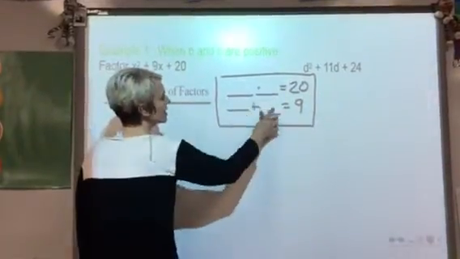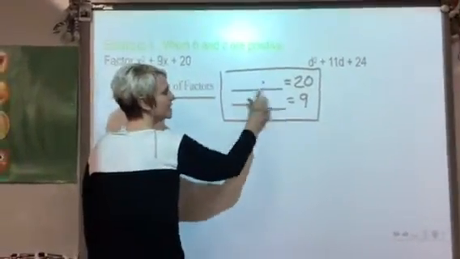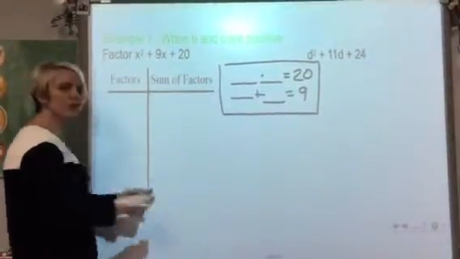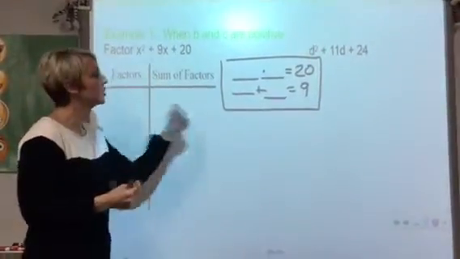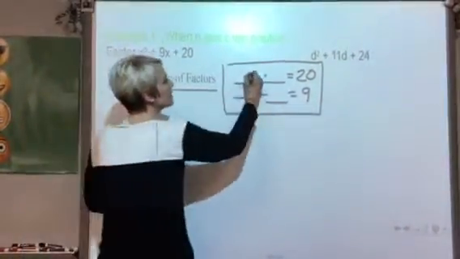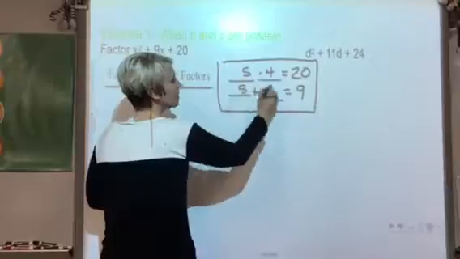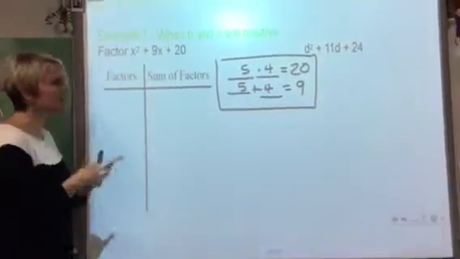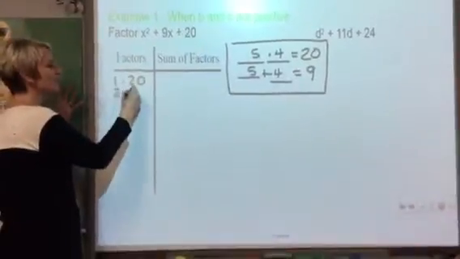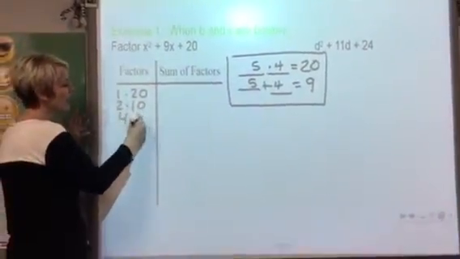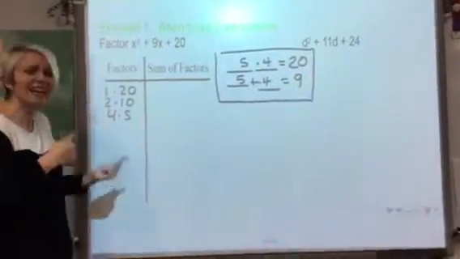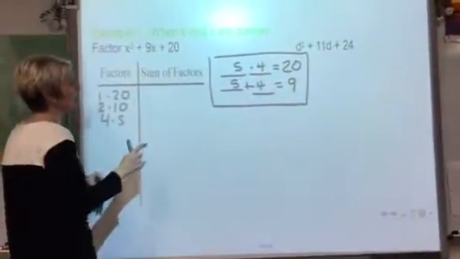So you could just guess and check in here and keep erasing as you go. Some of you are really good guess and checkers, so you're going to come up with it right away. You're going to say, hey, it's 5 and 4, because 5 times 4 is 20 and 5 plus 4 is 9. Some of you it's going to take longer. You're going to have to figure out all the factors, 1 and 20, 2 and 10, 4 and 5, and so on and so forth, and sum them up yourself. So it just takes some time and it takes some practice.